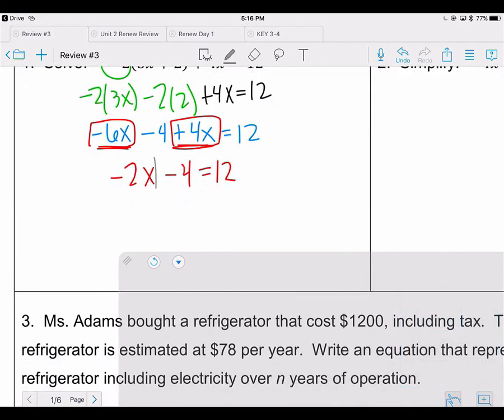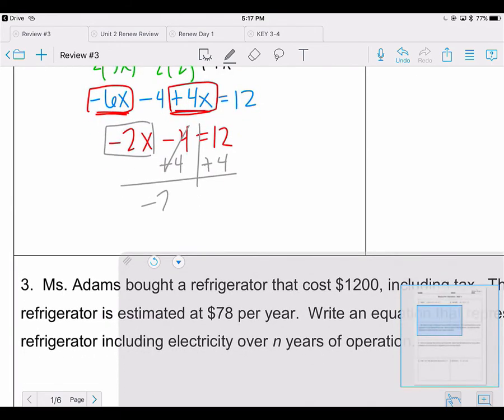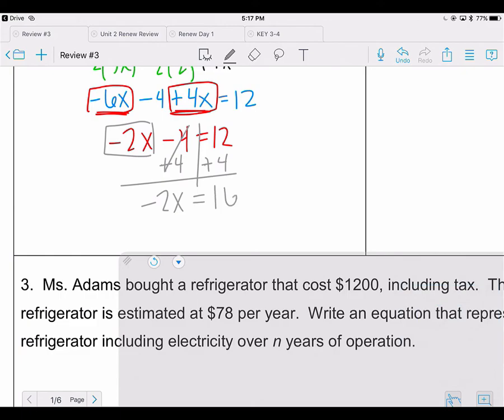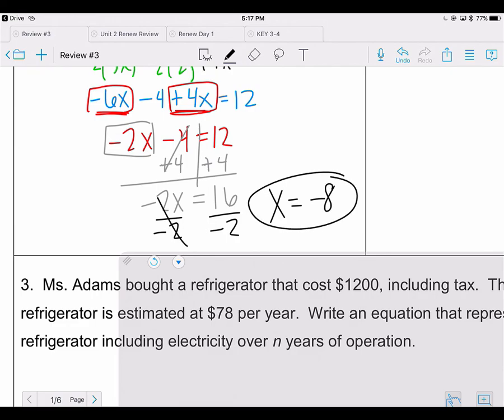From here, I still box my term. Negative 4 is on the outside of that box, so I'm going to add 4 to both sides. I'm adding again, remember, because I need to move it. So 12 plus 4 is 16. And then to close this out, divide both sides by a negative 2. 16 divided by negative 2 is negative 8.